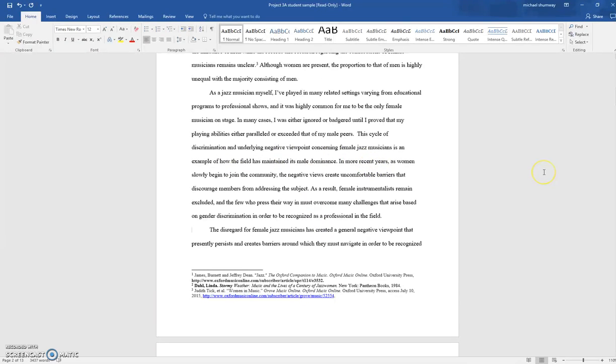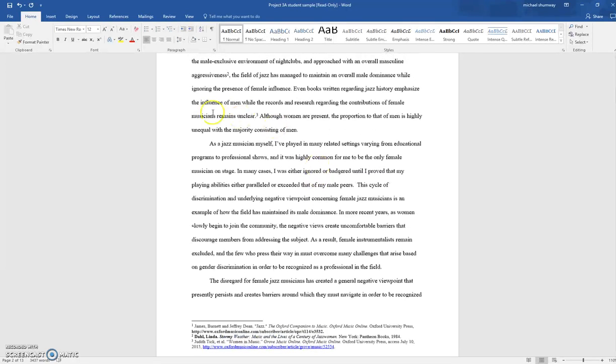So let's move on. "As a jazz musician myself," good, now we have the personal interest. "I've played in many related settings, varying from educational programs," et cetera. "In many cases, I was either ignored or badgered." The cycle of discrimination, right? This is giving us the author's personal stake in this question, which not only addresses why they're interested, but also relates to the problem.